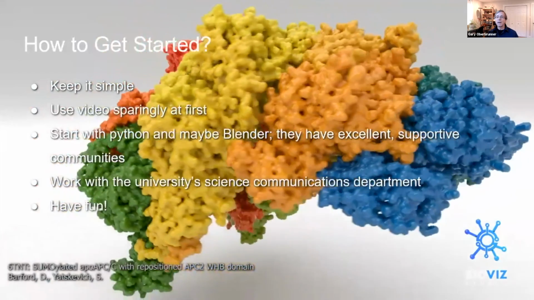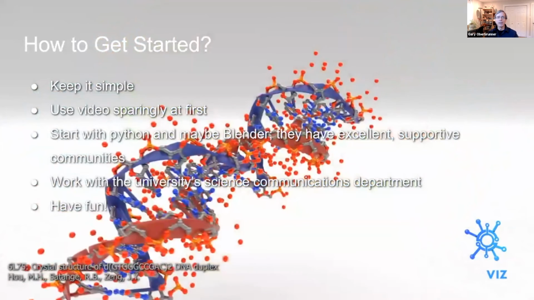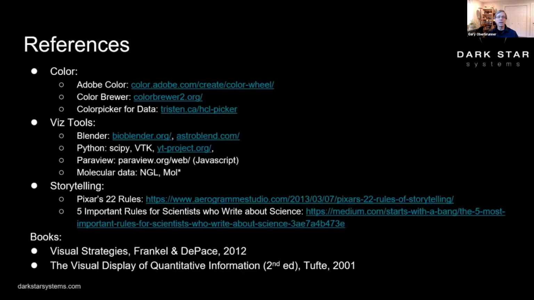And lastly, there's nothing as much fun as creating beautiful imagery from raw data. So have fun. And I'll leave you with just a few references. There's a few online tools that will help you pick good color schemes. Here are some of the viz tools that we talked about. And I'll leave you also with Pixar's 22 Rules of Storytelling and a couple of other resources, including Franklin DePace's Visual Strategies book, which is great. It goes through a lot of case studies like what Bill went through in terms of how to improve your visualizations, and of course Tufte's classic on information visualization.